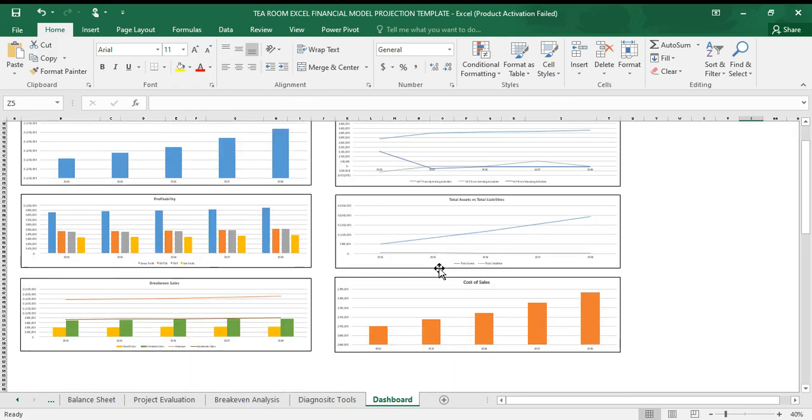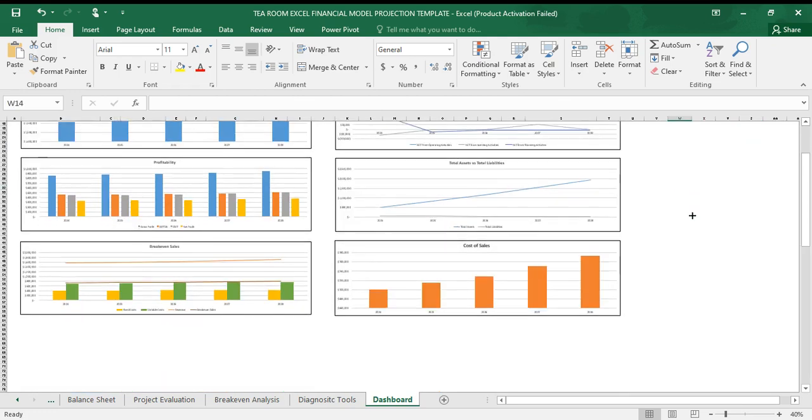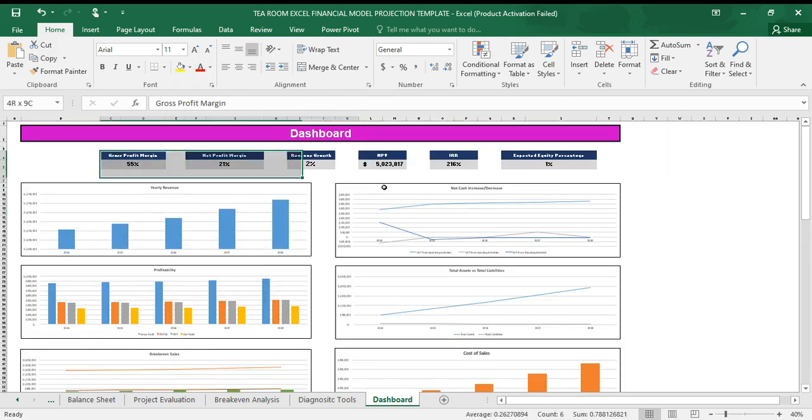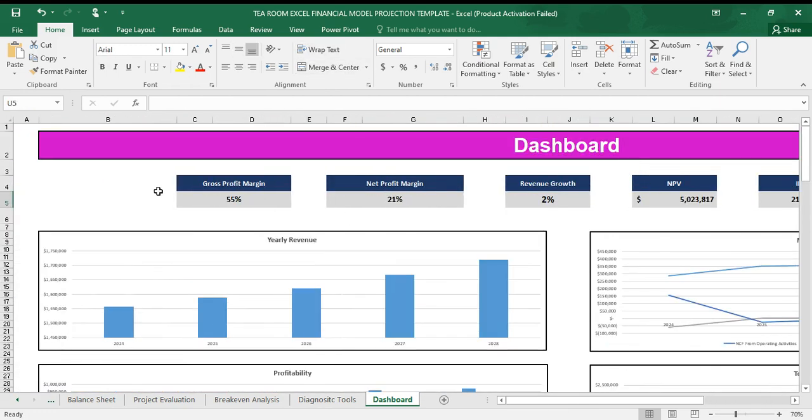Last is the dashboard. Here we have included graphs to represent all the financials we have calculated in the previous sheets. We have also included a scorecard that highlights the major financials of the business. You can see here.